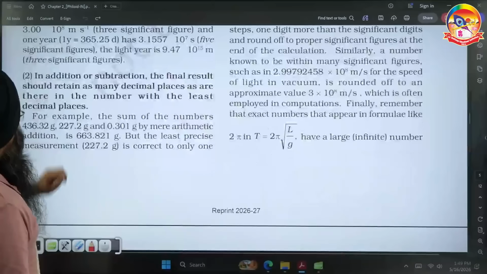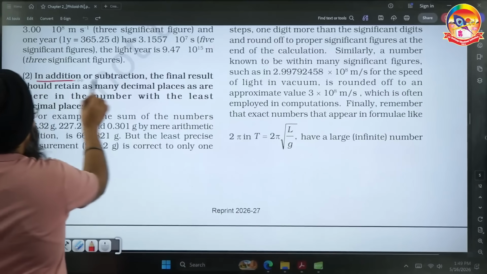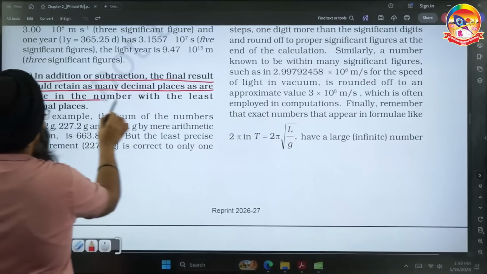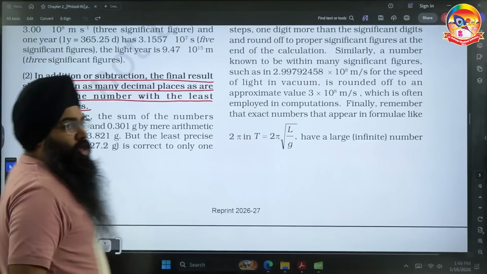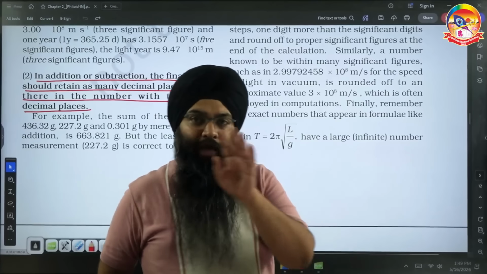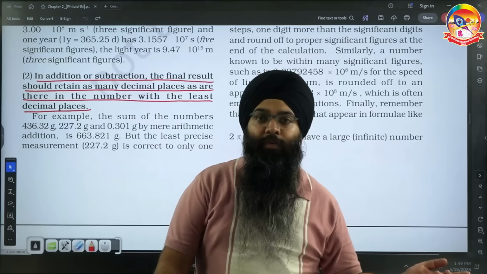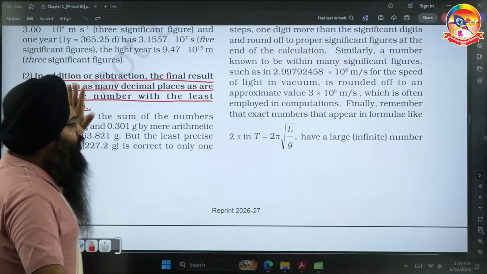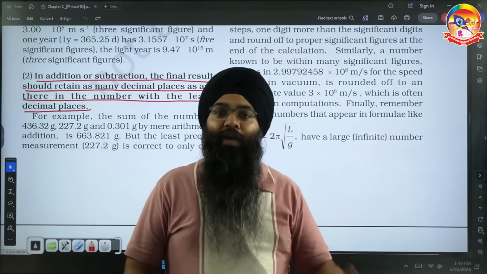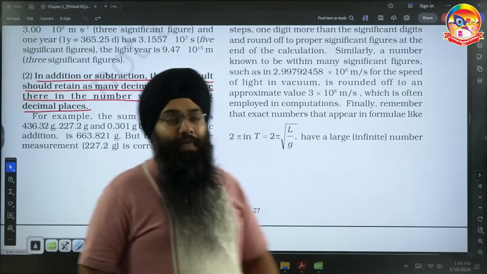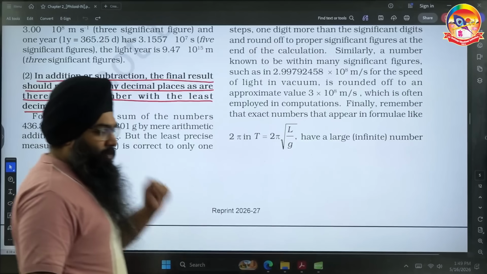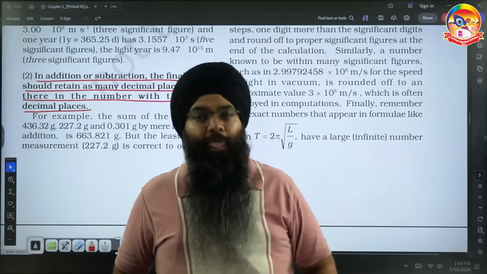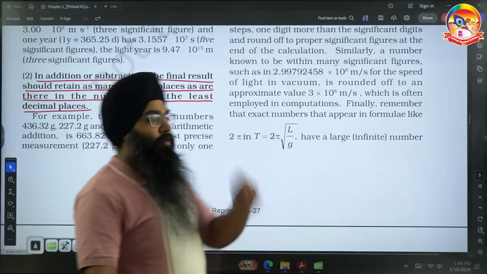The second rule is saying that in addition or subtraction, the final result should retain as many decimal places as are there in the number with the least decimal places. So in the case of multiplication or division, you have to calculate significant figures and the final answer will be reported in the least significant figures. In the case of addition or subtraction, you have to report the final answer in the least decimal places. Suppose the first number has 3 decimal places, the second number has 2 decimal places. So when you add or subtract them, the final answer should contain only 2 decimal places.